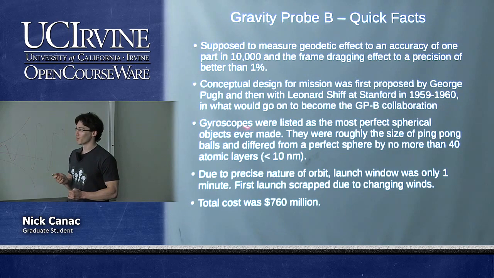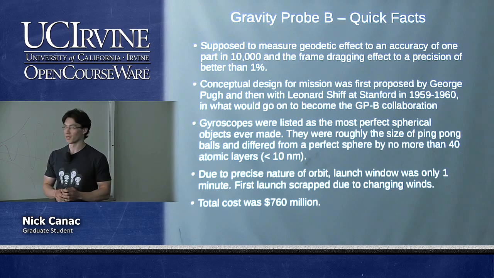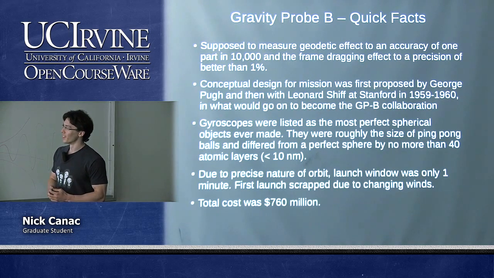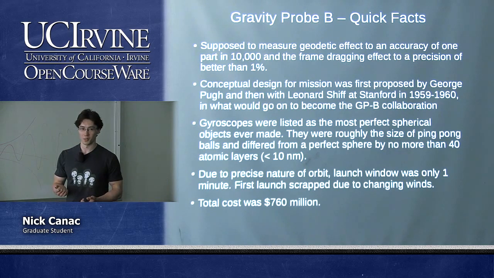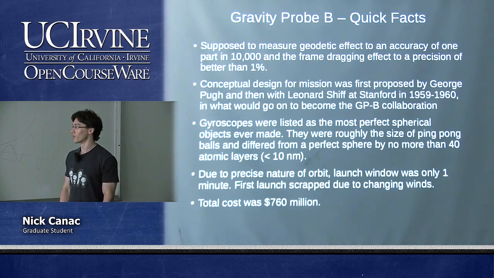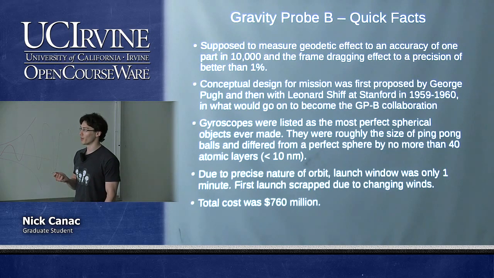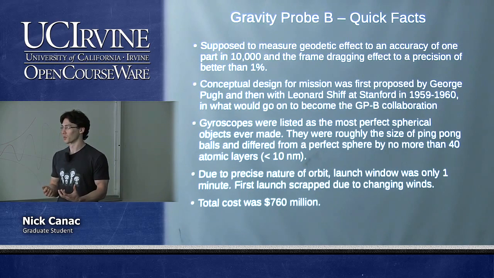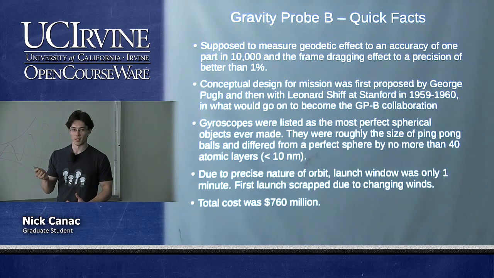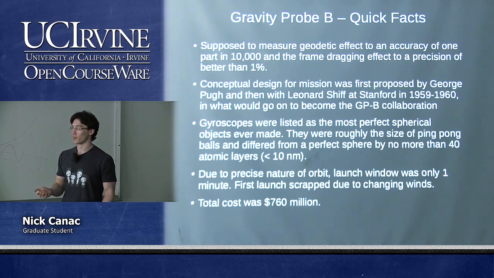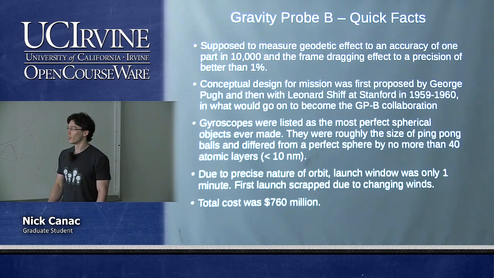So the gyroscopes were actually listed in the Guinness Book of World Records for being the most perfectly spherical objects ever created. And the reason they needed to be so spherical was because they wanted to minimize any potential Newtonian torques that would overwhelm the relativistic effects. They were about the size of ping pong balls, and they differed by no more than 40 atomic layers, which is less than 10 nanometers. To give you a sense of how spherical these things were, if you blew them up to the size of the Earth, the tallest mountain or the lowest valley would be about 8 feet.